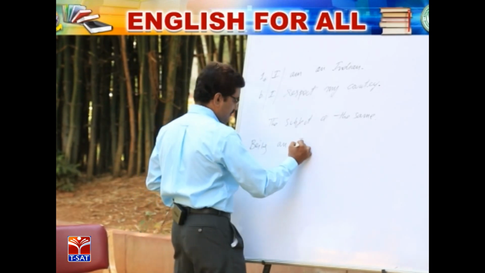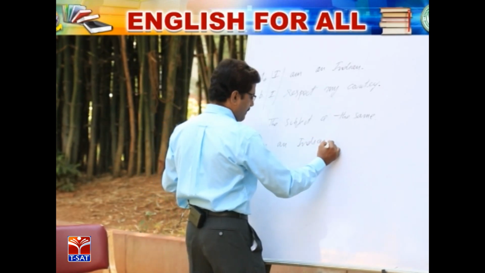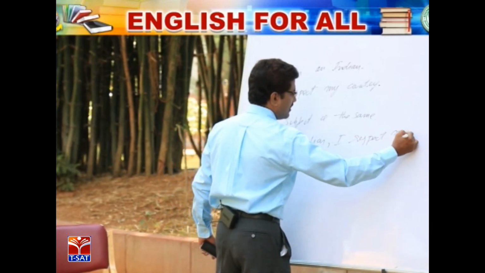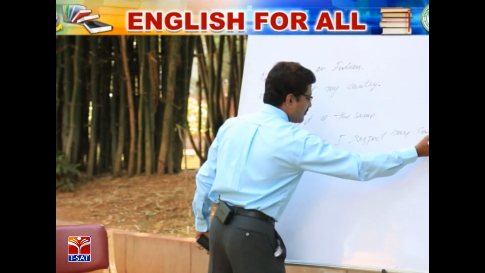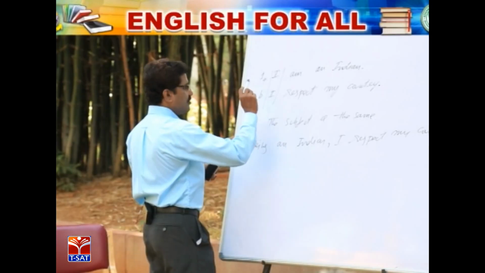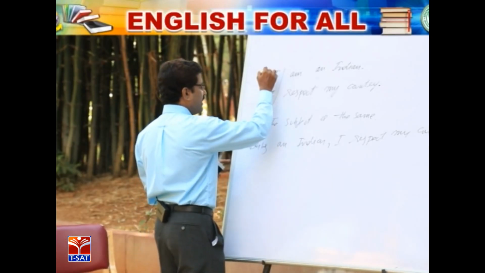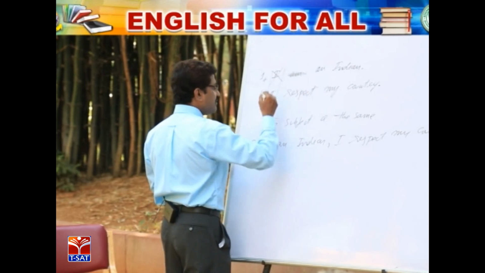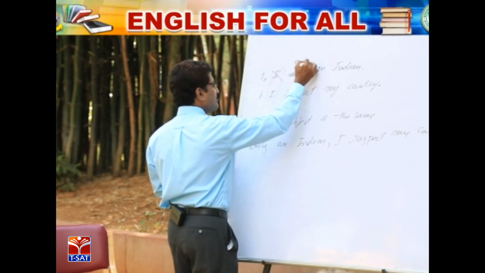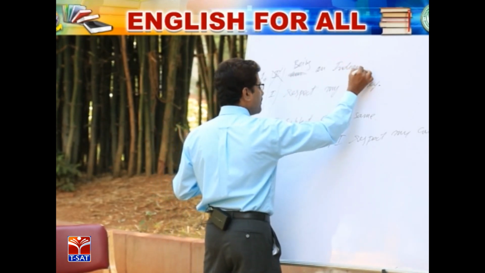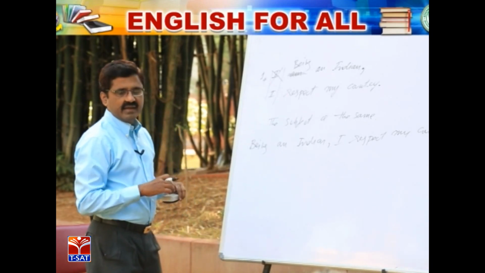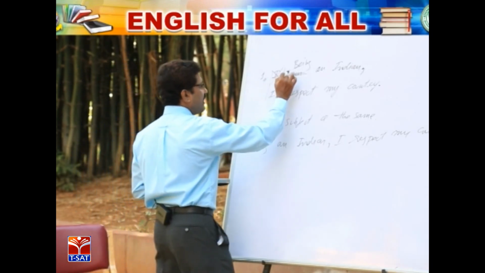Being an Indian, I respect my country. Please read this sentence. Being an Indian, I respect my country. So, how is it possible? I remove this subject and I replace this am with the word being, then convert this full stop into comma. Now, the answer is ready. Being an Indian, I respect my country. This is called editing.